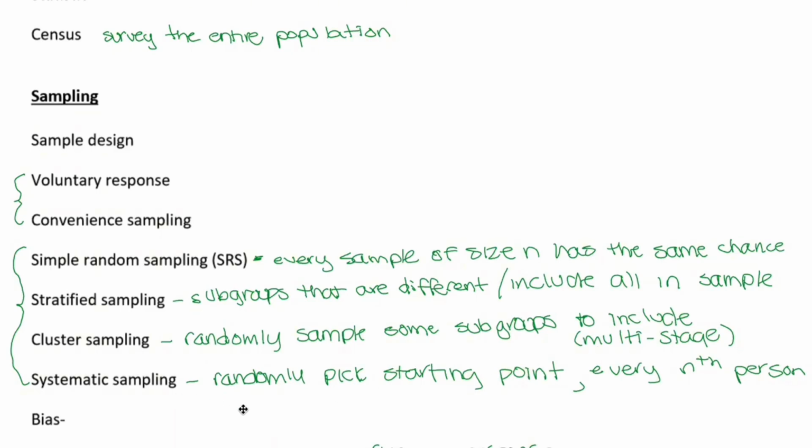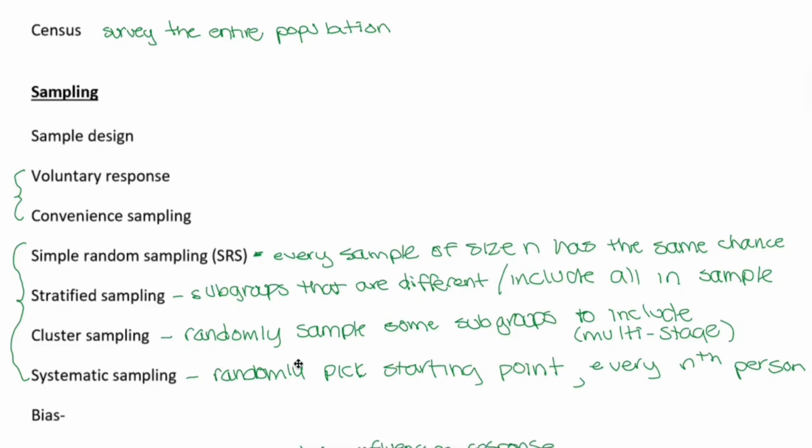Systematic sampling is randomly picking a starting point and going every nth person. Taking the example of standing in the door of the classroom before the bell rings, I will take an examination for every 5th person I meet walking into the classroom, and that will be a systematic sampling.